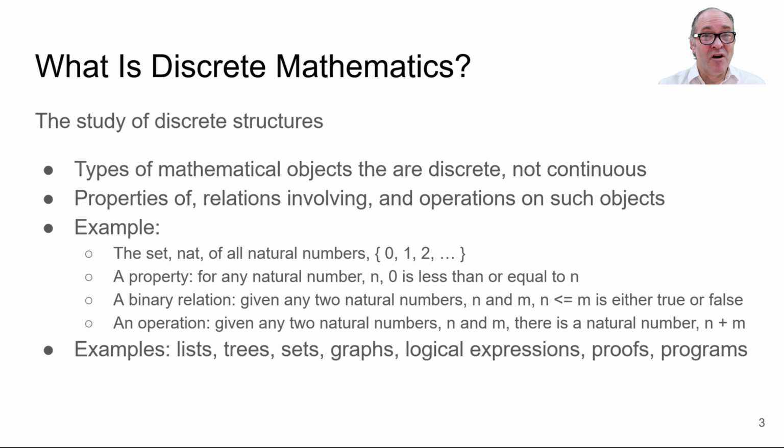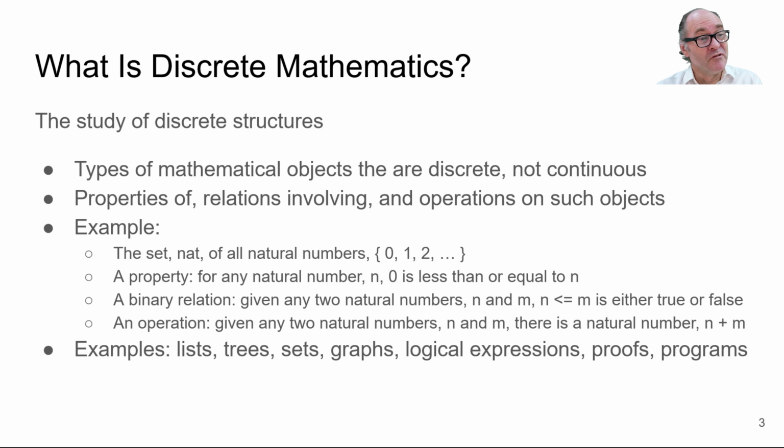Okay, so let's briefly compare and contrast continuous versus discrete. The integers are discrete because they're separated from each other. The real numbers are continuous because between any two real numbers that are distinct from each other, there's an infinity of other real numbers. So they're all right next to each other. In other words, they vary continuously. So discrete mathematics is the study of discrete structures of objects that are discrete, not continuous in their organization. And it's the study of properties of these objects, relations involving these objects, and operations on such objects.